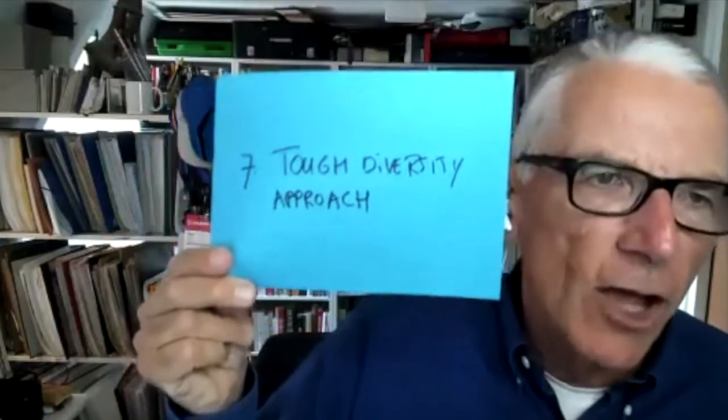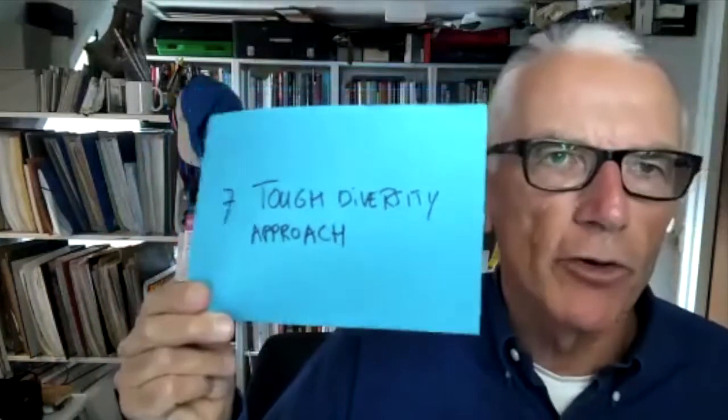I go to number 7. Number 7 is super relevant also these days. A tougher approach to diversity. Diversity and inclusion is high on the list, especially in countries like the Netherlands. It was more gender diversity. I don't know how it is in Georgia.